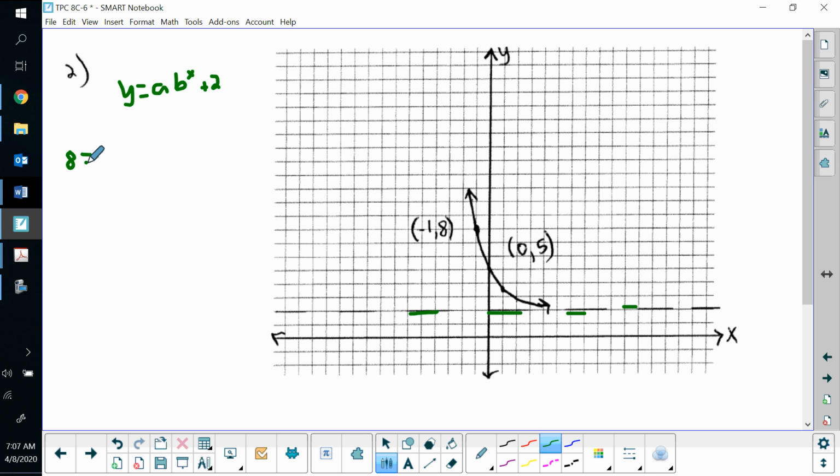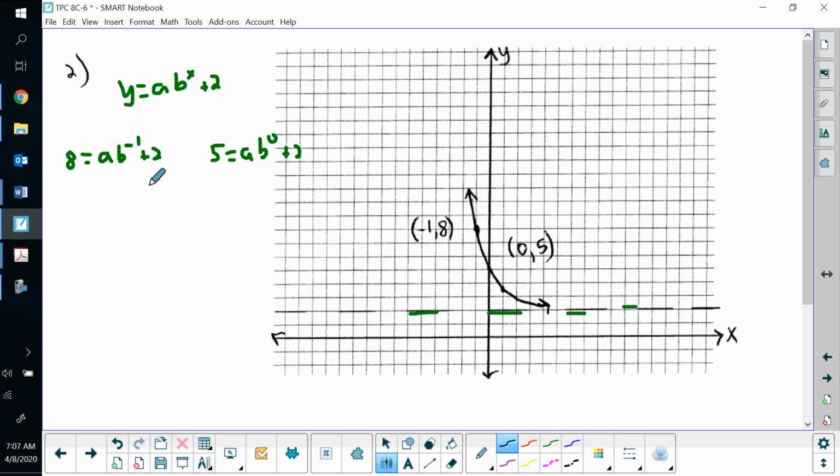So we have 8 equals a times b to the -1 with the +2 on the end. And then we've got 5 equals a times b to the 0 with the +2 on the end.